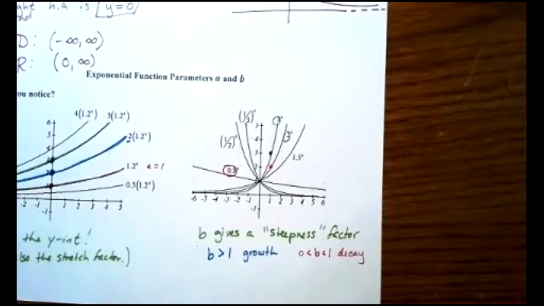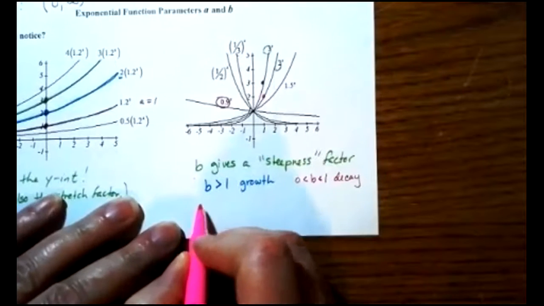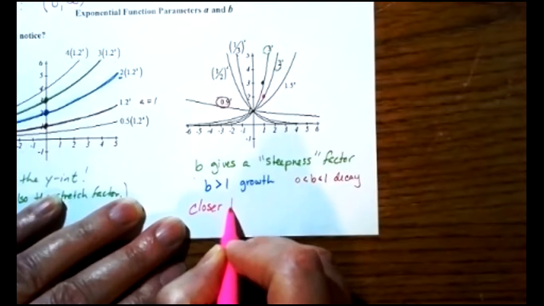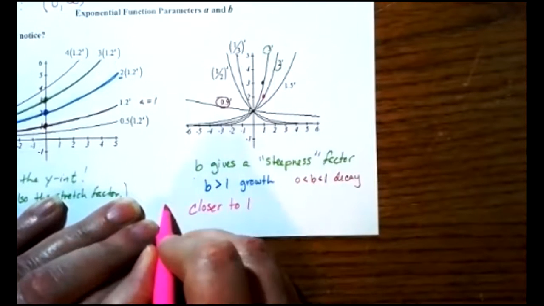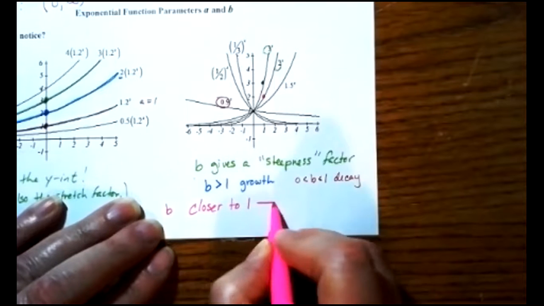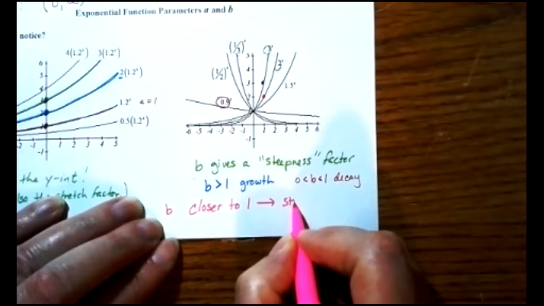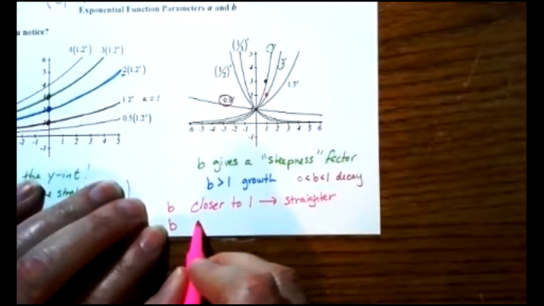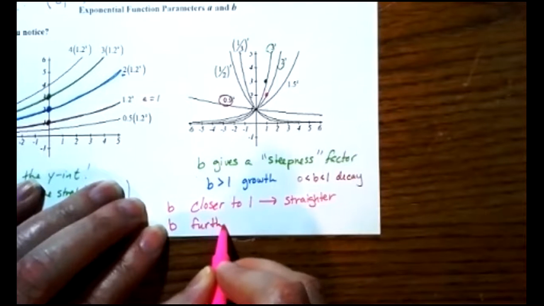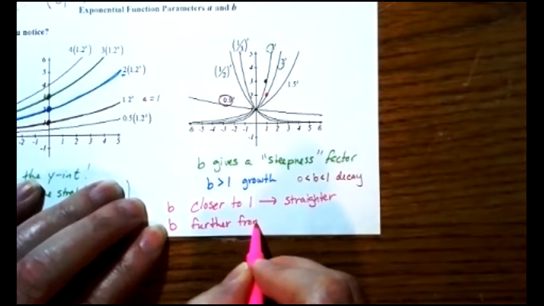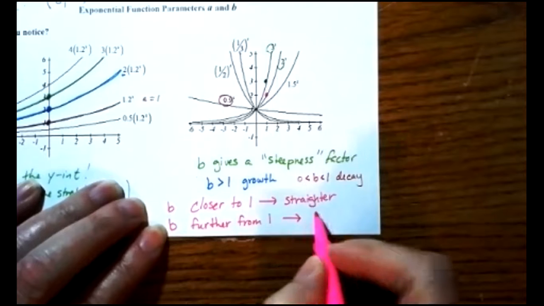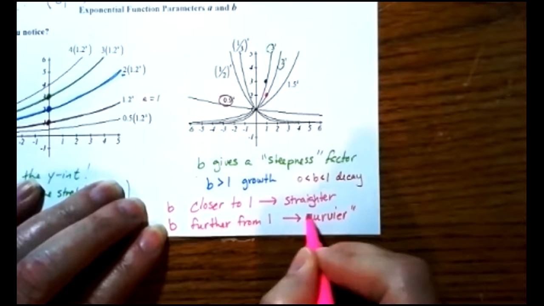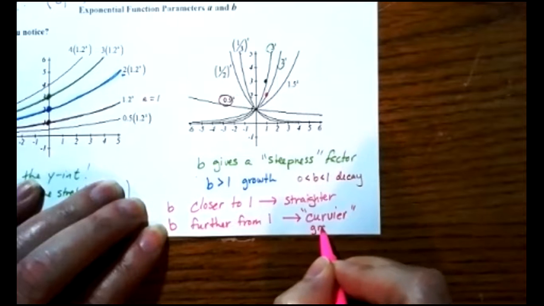Okay, so let me jot that down with you. Closer to 1, let's say b. b closer to 1 means a straighter graph. b further from 1, that means a curvier. Is curvier a word? I think it is. A curvier graph.